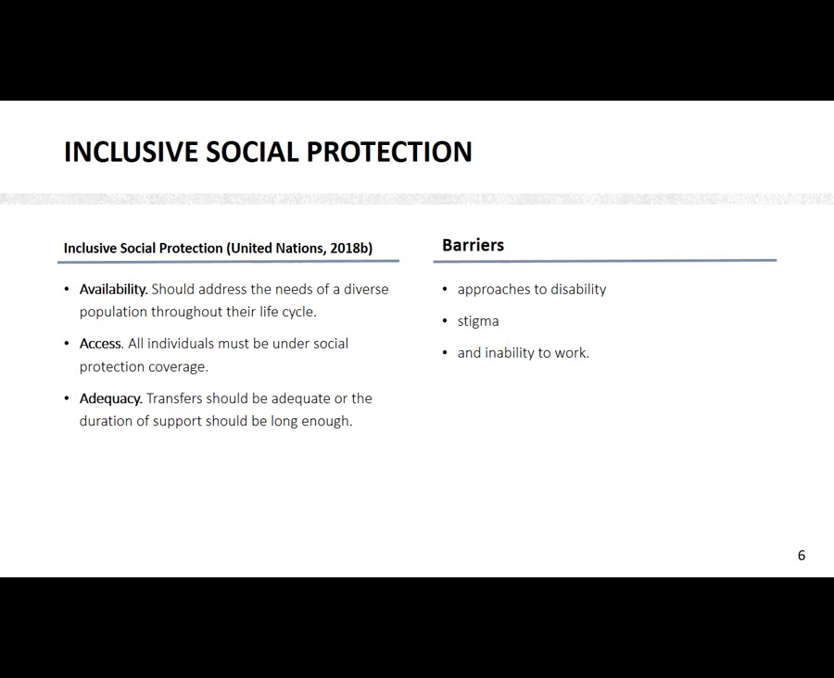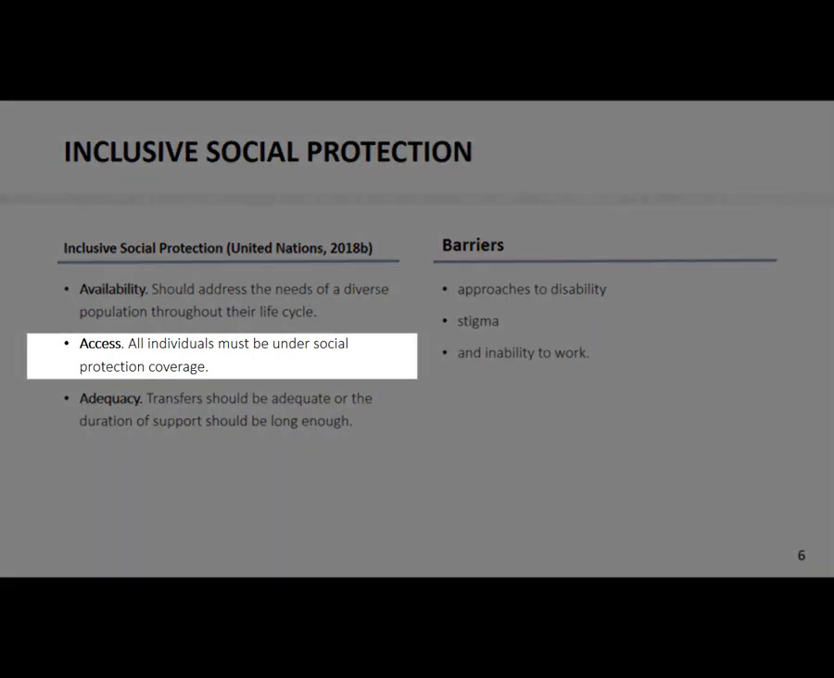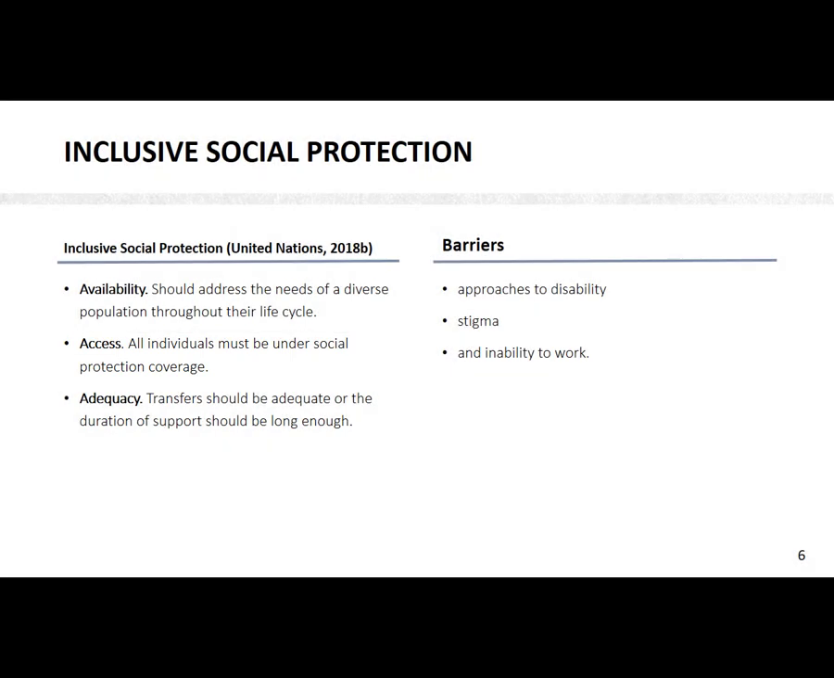Availability here means that the social protection systems of a country should address the needs of a diverse population throughout their life cycle. And access means all individuals must be under social protection coverage, for example, by using universal social protection schemes, such as universal health insurance. And adequacy here means that transfers should be adequate, or the duration of support should be long enough.